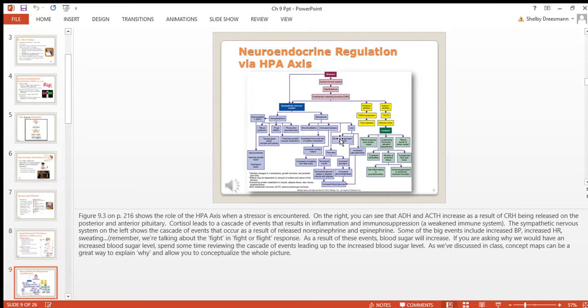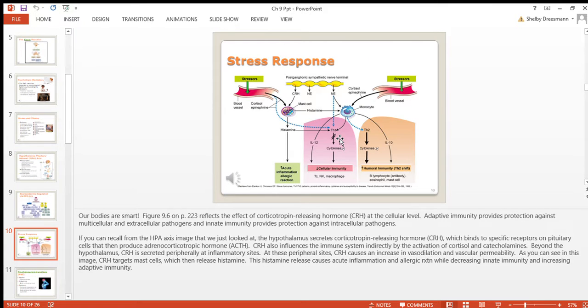The reason why we would have an increase in blood sugar is more in detail, and they're asking us to go back into the book. But basically, I'm pretty sure it enters the blood so we can have energy to burn off, so we could have energy to run from a tiger or bear. That's just a guess. I'll have to go into that one more. Okay, our bodies are smart.